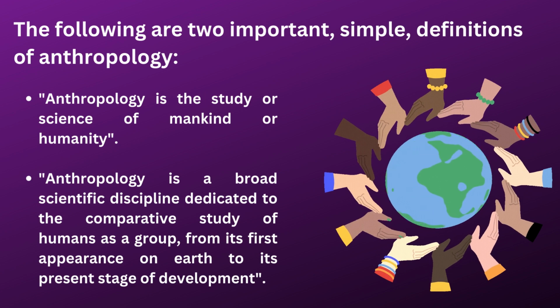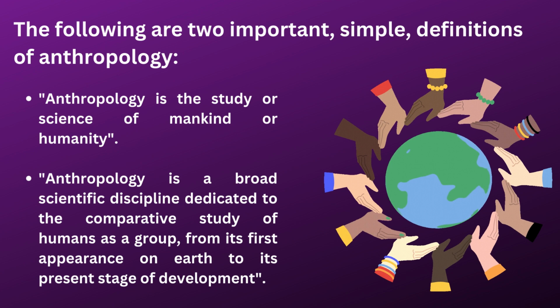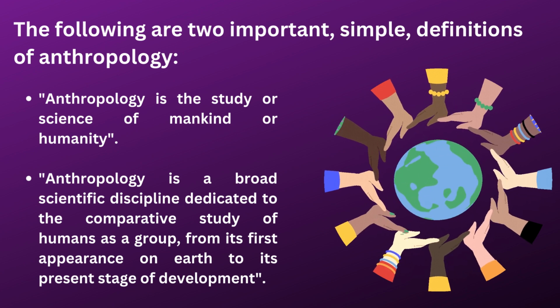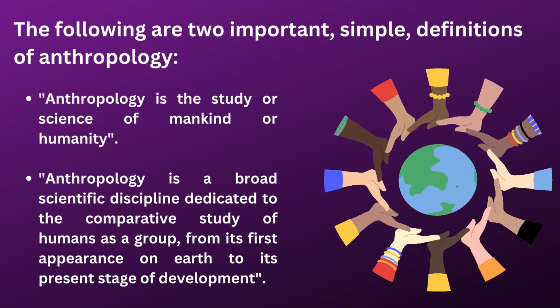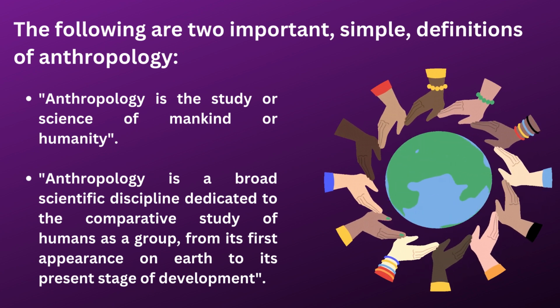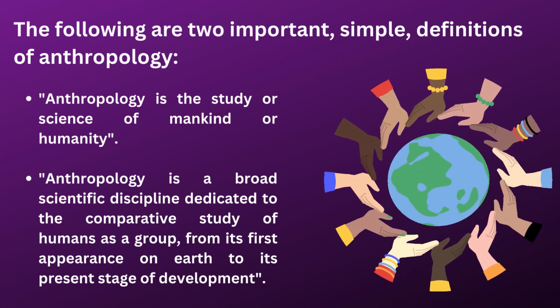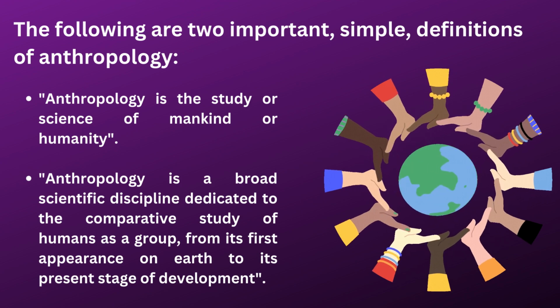The following are two important simple definitions of anthropology. Number one, anthropology is the study or science of mankind or humanity. Number two, anthropology is a broad scientific discipline dedicated to the comparative study of human as a group from its first appearance on earth to its present stage of development.